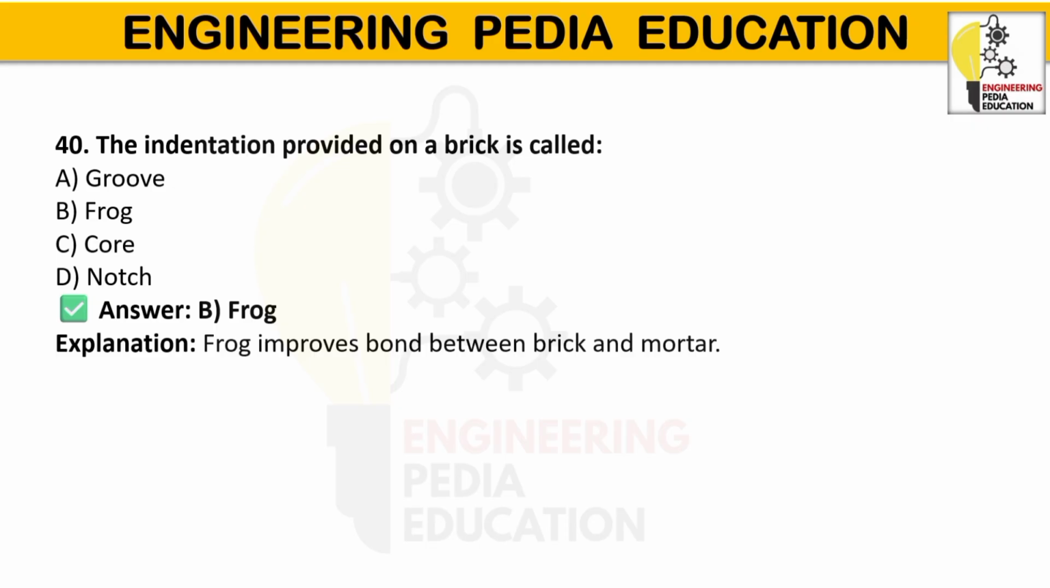In brick, the depression provided on a face of the brick is called a frog. Its rectangular top surface is provided, usually 10 to 20 mm deep, and helps in proper bonding with mortar. It often contains the manufacturer's mark. The indentation provided on the top surface of brick is called a frog. It improves the bond between brick and mortar and may contain a manufacturer's mark. The depth is 10 to 20 mm.